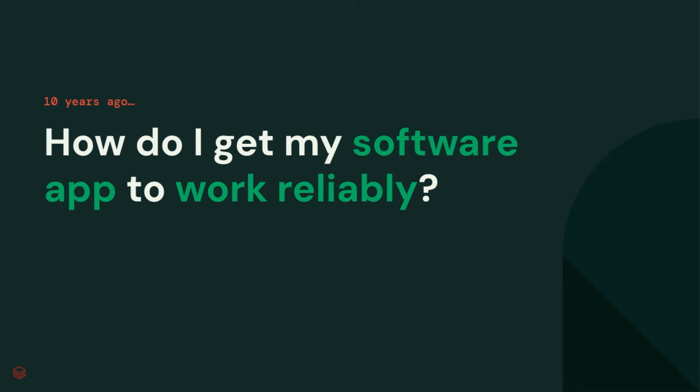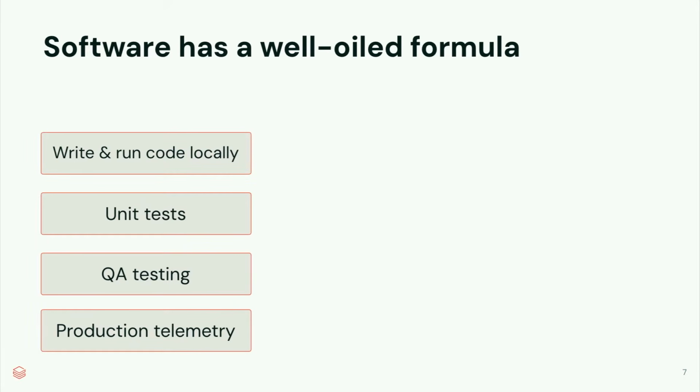With software, we have a pretty well-oiled formula at this point, right? You write some code, you test it locally, you write unit tests, maybe you wrote them before if you're doing test-driven development, and you do some QA testing. In production, there'll be telemetry and observability. And it's kind of crazy, I don't think anyone in this room would be able to go to their CIO and say we shipped a CRM application or another business-critical application without at least having some form of this process in place.